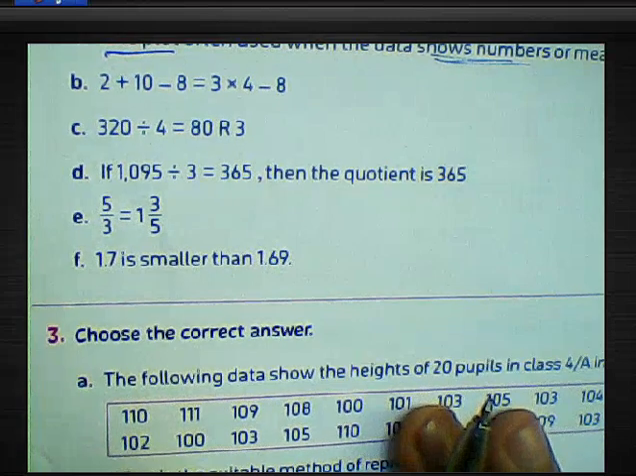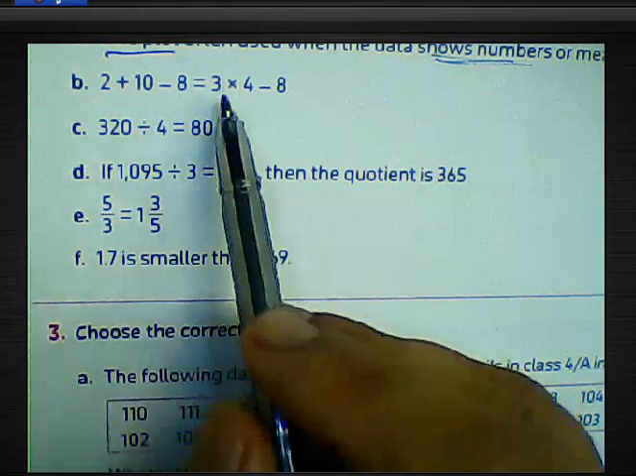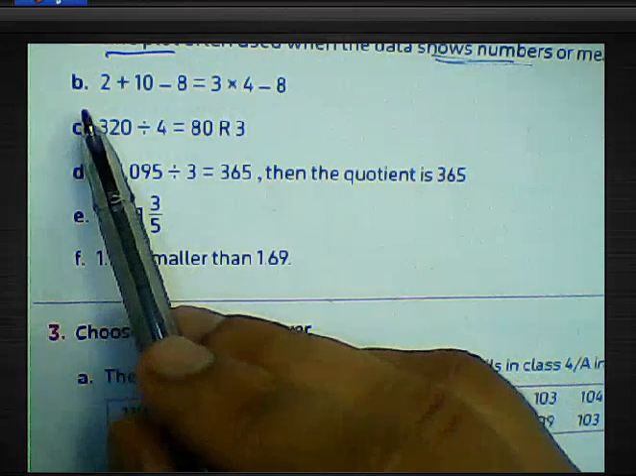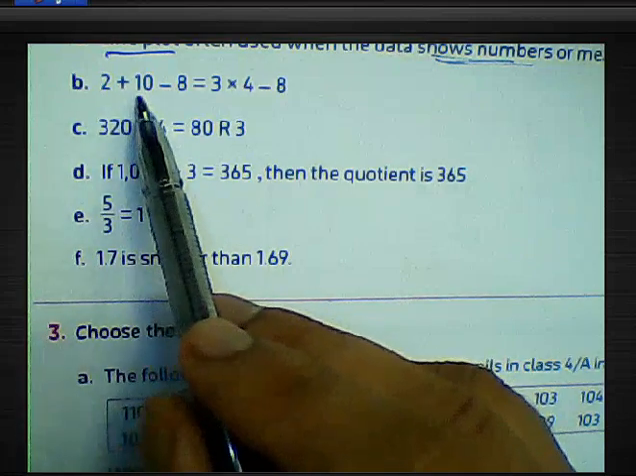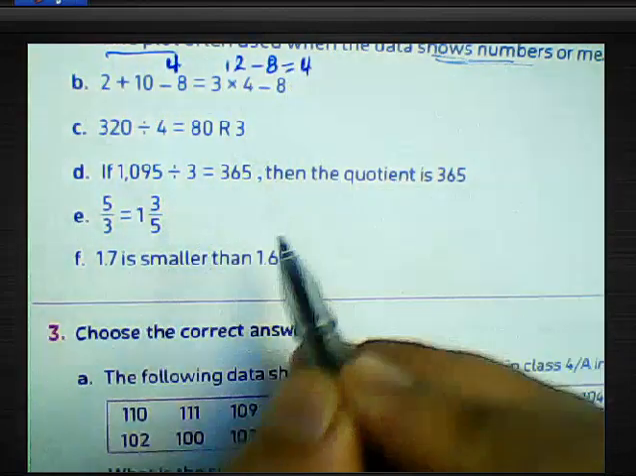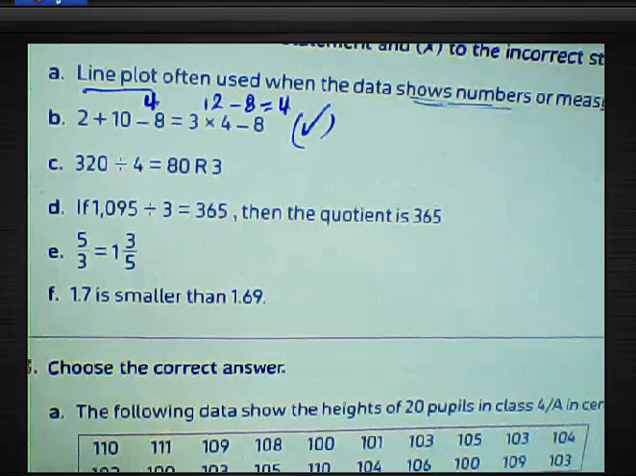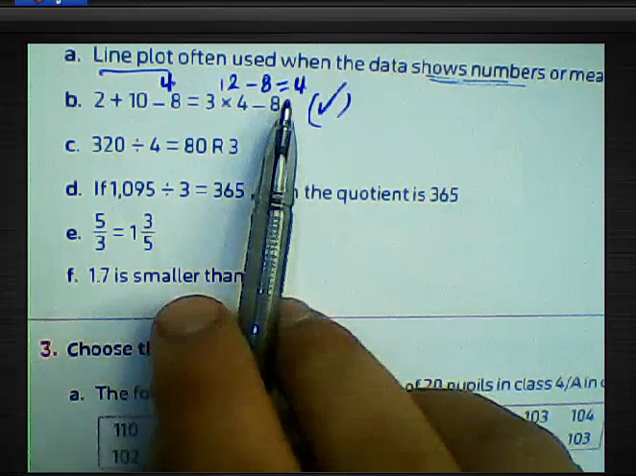Letter B, 2 plus 10 subtract 8 equals 3 times 4 subtract 8. True or false? We must find the result first. 2 plus 10 equals 12, 12 subtract 8 equals 4. 3 times 4 equals 12, 12 subtract 8 equals 4. True, because both results are 4.